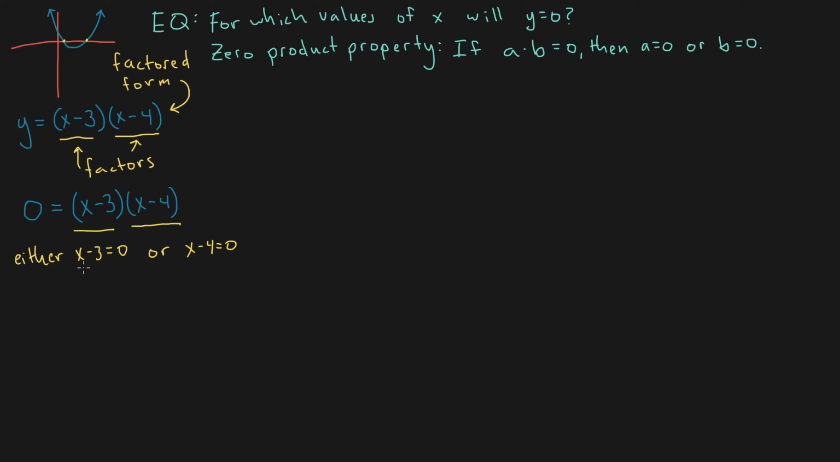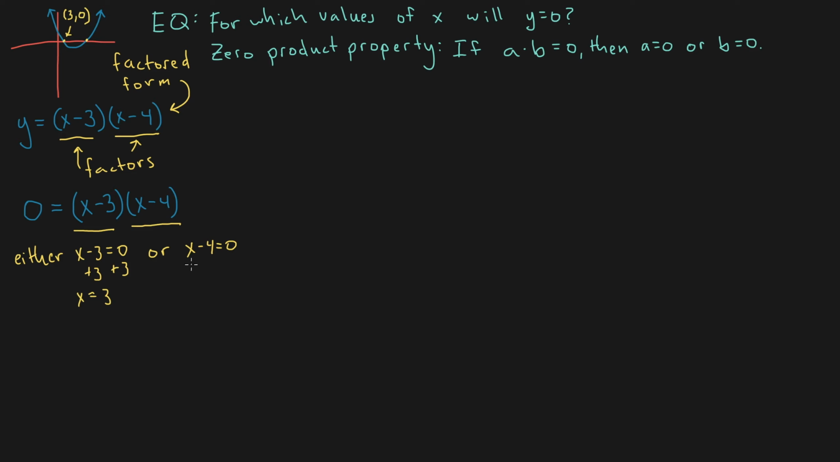Now the next question is, what value of x makes these two equations true? Well, you might be able to see for this equation that x must be equal to 3 in order for this to be true, but we can also use a little bit of algebra here. We can add 3 to both sides, and then that gives us x is equal to 3. So if x is equal to 3, then y must be equal to 0. And that would mean that this point right here must be at 3, 0.